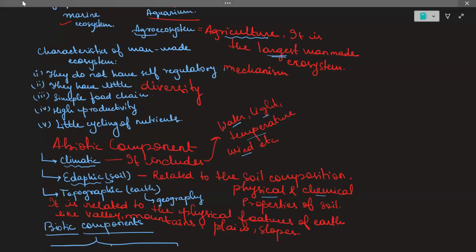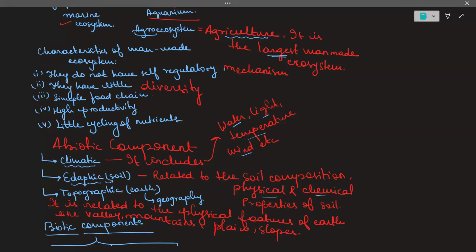when we talk about the characteristics of man-made ecosystems, they do not have a self-regulatory mechanism. If you think about a forest, we don't have to regulate the forest, right? It regulates on its own. But if you think about the aquarium, if you don't clean the water every week, the fishes will start to die. They can't regulate themselves. You have to clean it, you have to do it.